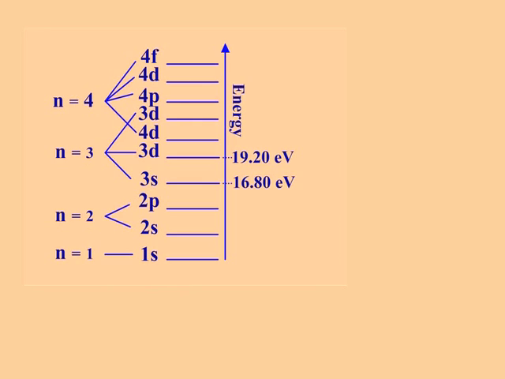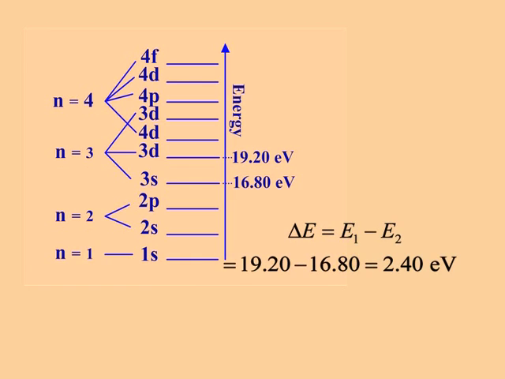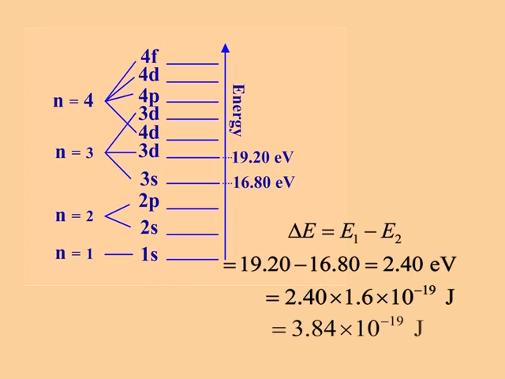Since the emitted energy is the difference of energies of two states, therefore, the emitted energy delta E is equal to 19.20 minus 16.80, that is 2.40 electron volt, or 2.4 into 1.6 into 10 to the power minus 19 joule, which is 3.84 into 10 to the power minus 19 joule.